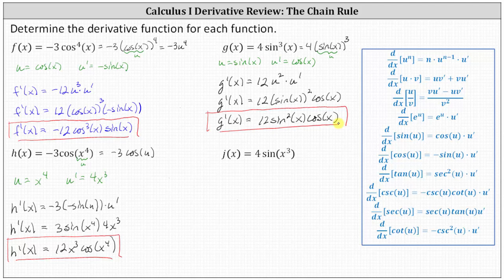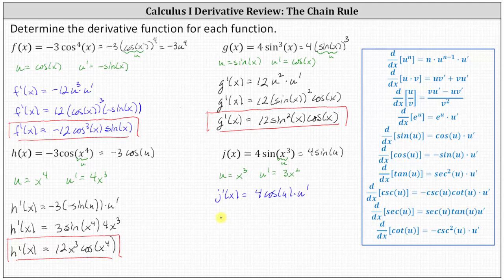And for our last example, we have j of x equals 4 sine of x cubed. For j of x, the inner function u is equal to x cubed. So if u equals x cubed, u prime is equal to 3x squared. And we can think of the given function as just 4 sine u, which indicates j prime of x is equal to the derivative of 4 sine u with respect to x, which is equal to 4 times cosine u times u prime.